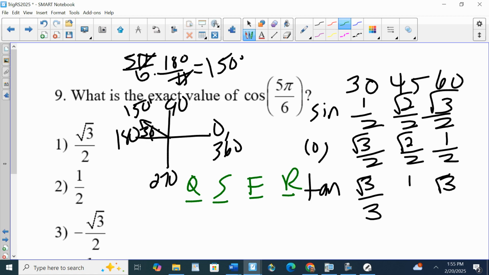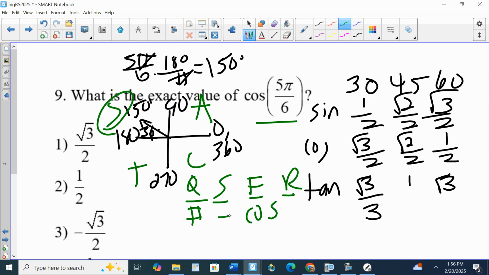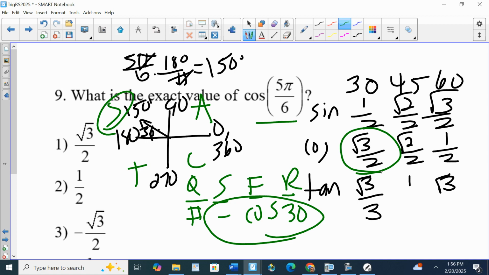QSFR. Q's not too important. That's quadrant 2. All students take calculus. I'll do the F first. It's cosine. And in that quadrant, cosine is negative. The reference angle is 30. I have negative cosine of 30. Cosine of 30 is radical 3 over 2. So it is negative radical 3 over 2.